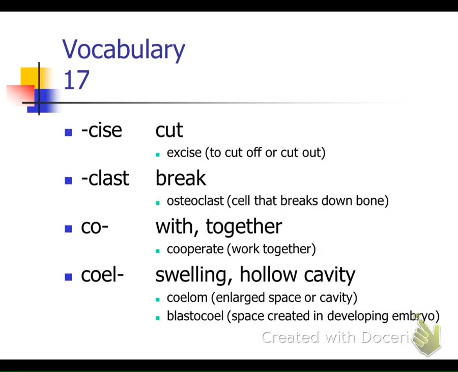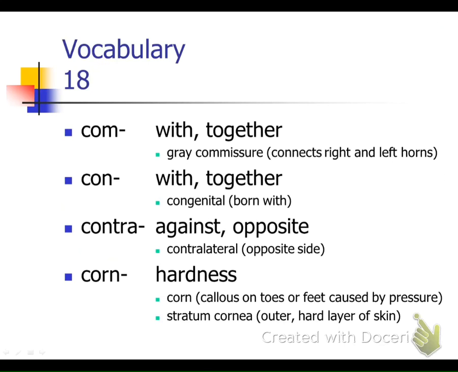Seal, I know it looks like coal, but seal is a swelling or a hollow cavity. We are said to have a coelom, a hollow cavity in which all of our organs are found within our body. Com and con, there are the other two. So co, com, and con all mean the same thing, with or together.